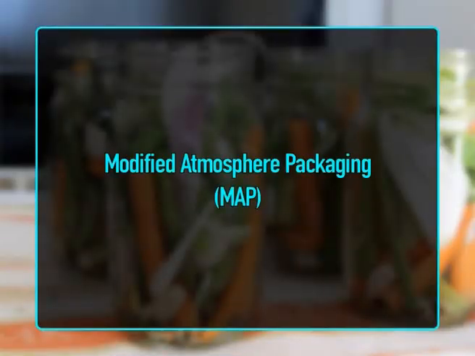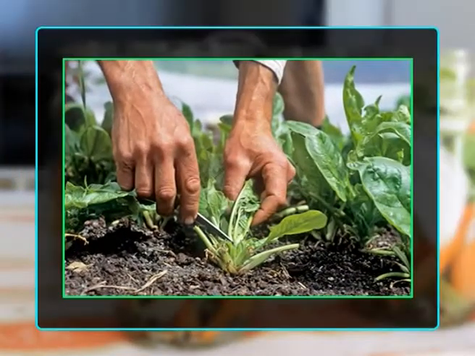Modified atmosphere packaging, MAP. MAP is the method for extending the shelf life of perishable and semi-perishable food products by altering the relative proportions of atmospheric gases that surround the food. Harvesting at optimum maturity with minimum injury and with proper sanitation procedures extends the shelf life.